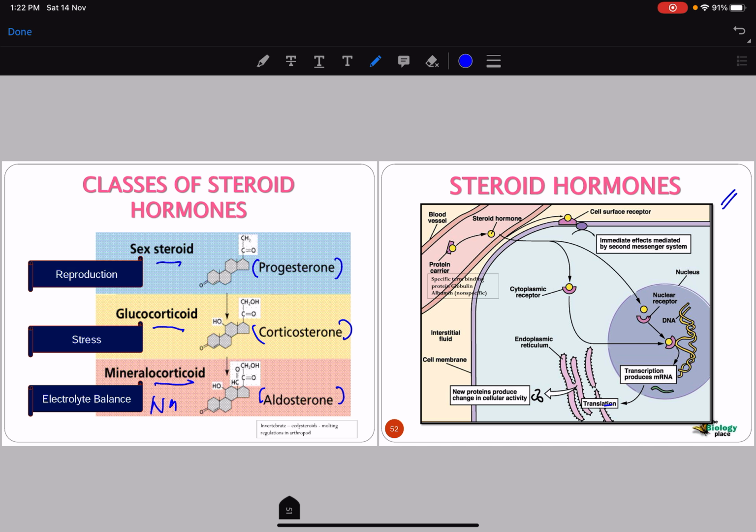This diagram here shows you the mechanism of steroid hormones. Basically, steroid hormones traveling through the blood need a carrier protein. Once they arrive at the target cells or target organ, they bind to intracellular receptors. There is also a specific cell surface receptor. If it is able to bind, it will cause an immediate effect mediated by a second messenger system. This one relates to the G protein coupled receptor.